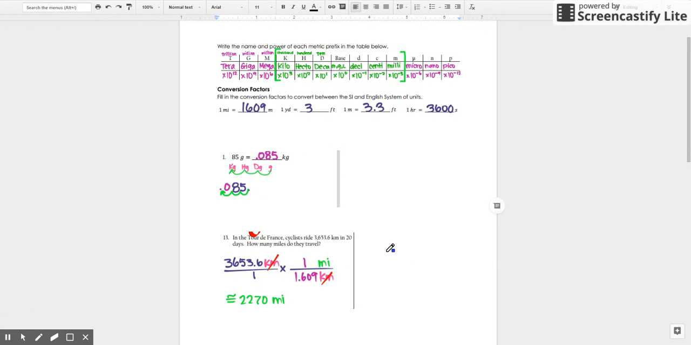But here's a different one. Now that's easy. Most of the ones you have, except for 15, 4, 17, and 8, are all going to be ones where all you have to do is move the decimal place, and that's how you figure that out. Now some of them aren't. Some of them are going to be like the next one, where in the Tour de France, cyclists ride 3,653.6 kilometers in 20 days. How many miles do they travel?